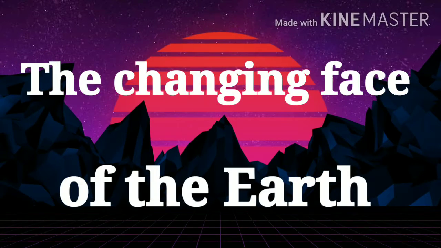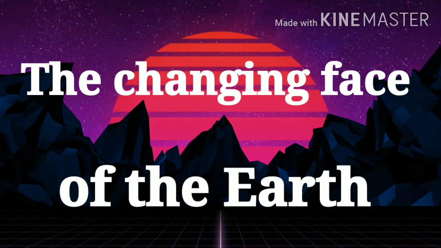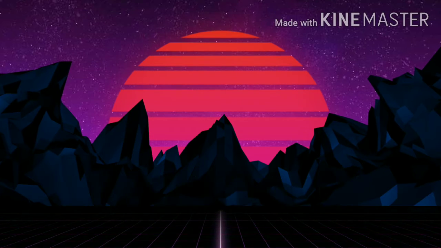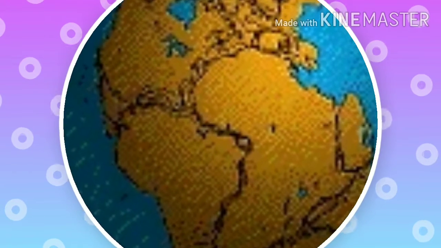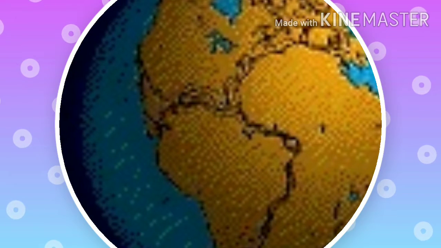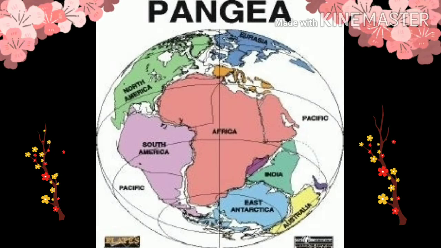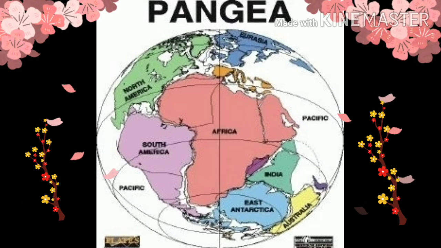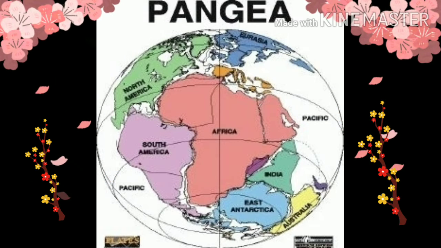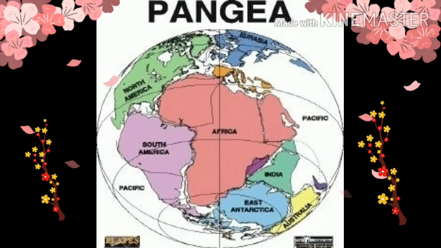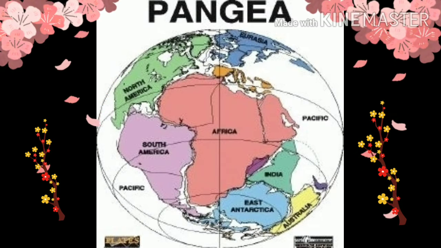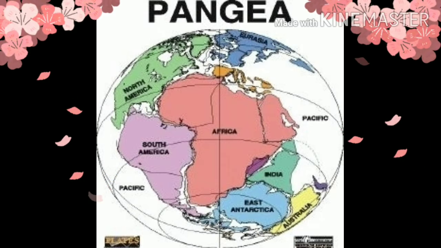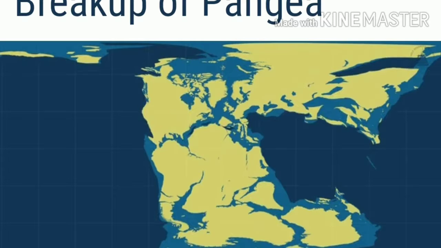The earth is a dynamic or constantly changing planet. Our planet did not always look the way it looks today. The face of the earth is changing continuously by geological process. 250 million years ago, all the continents were joined together as a supercontinent called Pangaea, and it began to break apart about 175 million years ago.